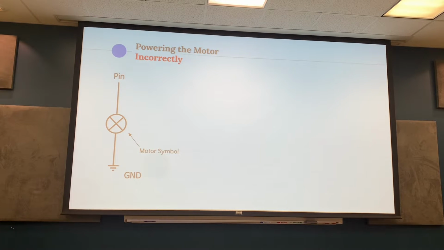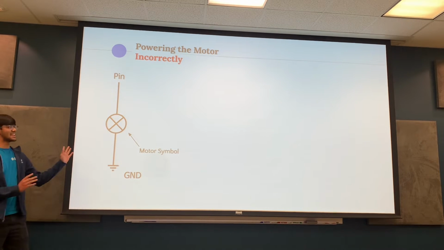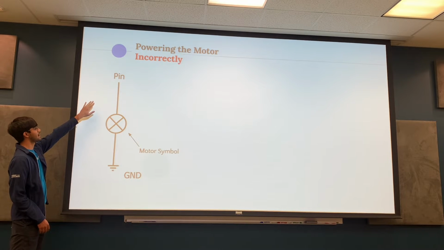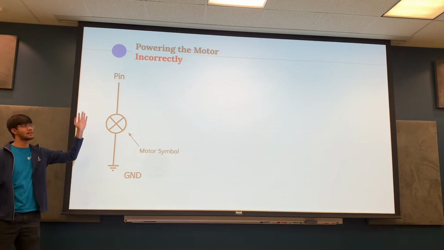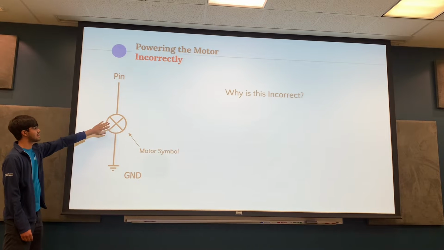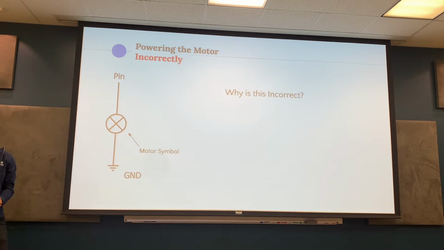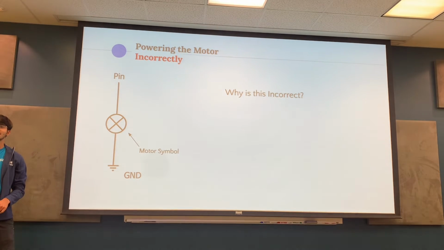Okay, so here is an incorrect diagram of how to control a motor. In this incorrect diagram, the pin, meaning the microcontroller pin, supplies the power of the signal. Here's the motor, and then here's ground. So does anyone want to guess why this is incorrect? Microcontroller does not operate at 6 volts. Exactly, that's exactly why.